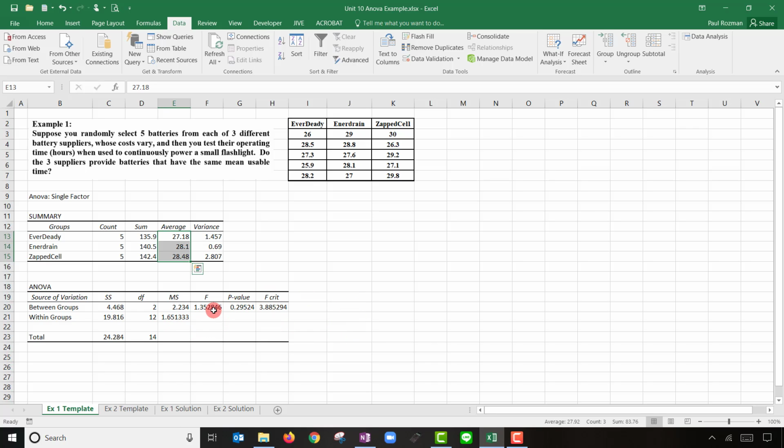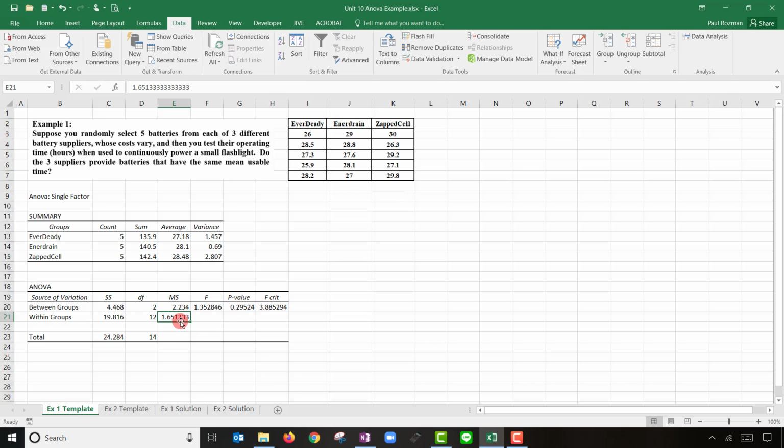So we have our F statistic, which is basically just a ratio of the mean square between groups divided by the mean square within groups. So I'm looking at the variation between these groups. So how does this group vary relative to this group, vary relative to this group? Basically, I'm comparing their means. And then I'm also looking at the variation within each group.